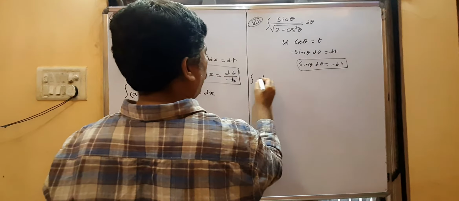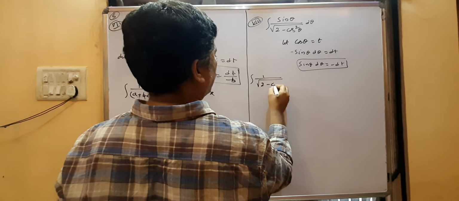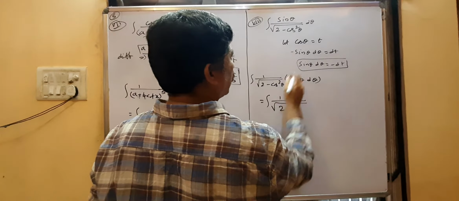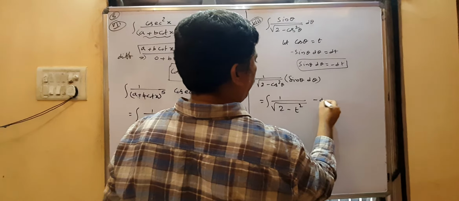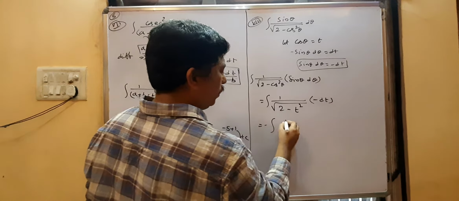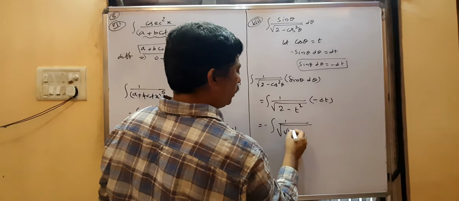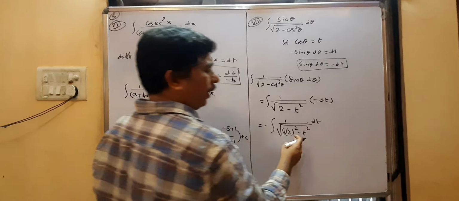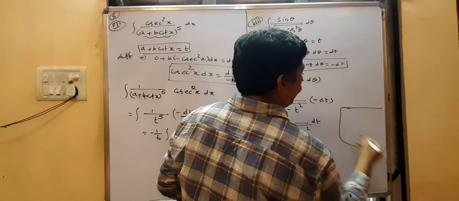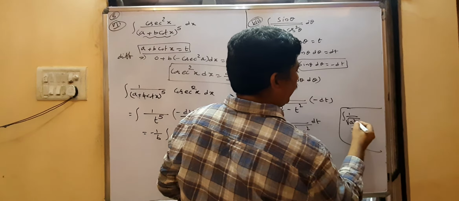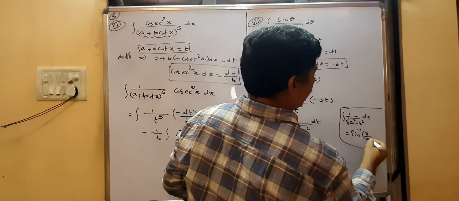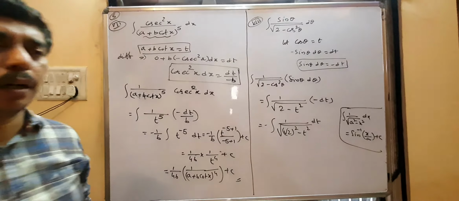Therefore the integral of 1 by root of 2 minus cos square theta into sin theta d theta. So this is 1 by root of 2 minus, what is the cos theta value, t square into minus dt. Minus we can write outside. 1 by root of 2, nothing but root 2 whole square minus t square. This is in the form of 1 by root of a square minus x square. Integral of 1 by root of a square minus x square dx, the value is sin inverse of x by a plus c.